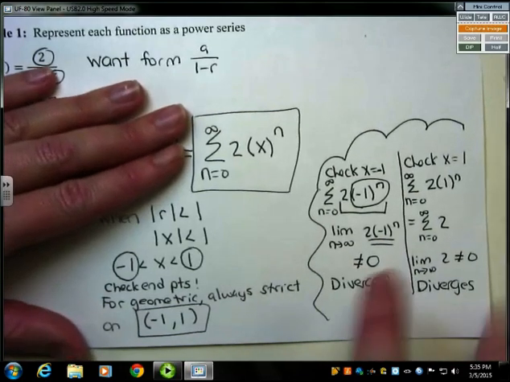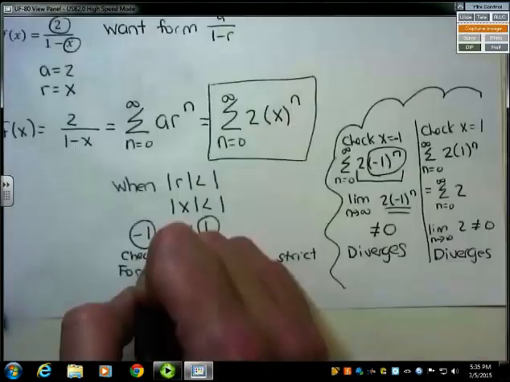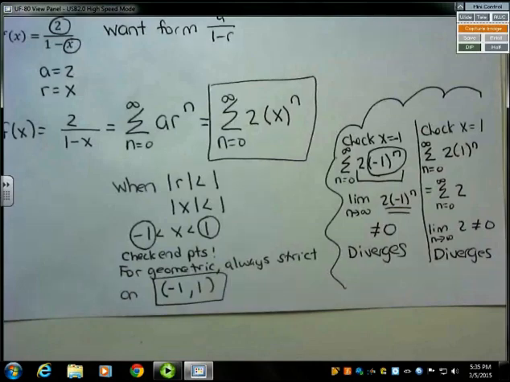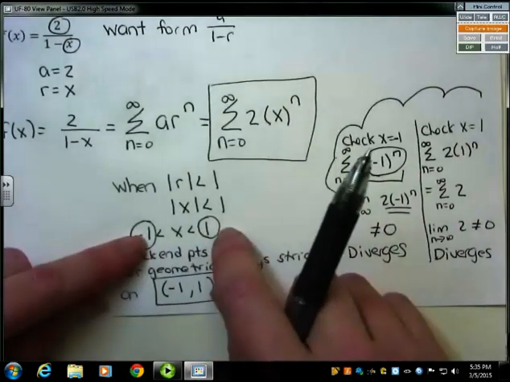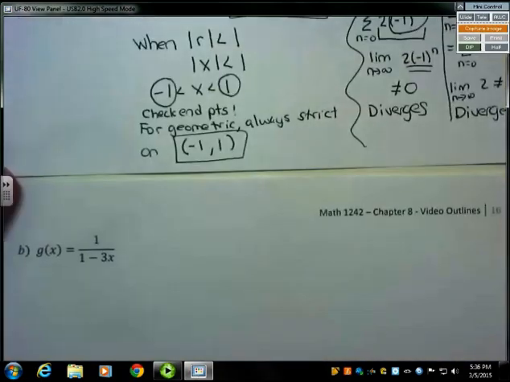So you can check them with the methods we used, or you could just know the fact that for geometric series, this is always strict inequality. Right? We do not include the endpoints. I've got another example of this. So part B.